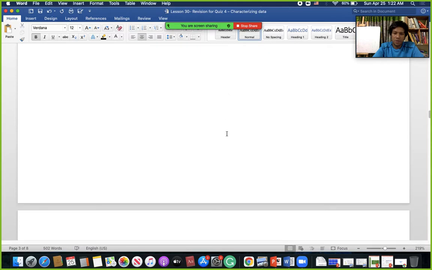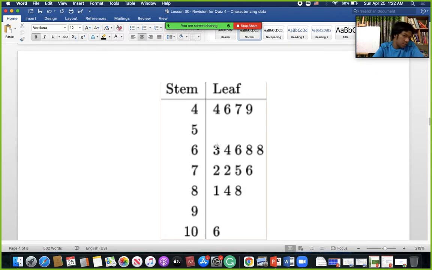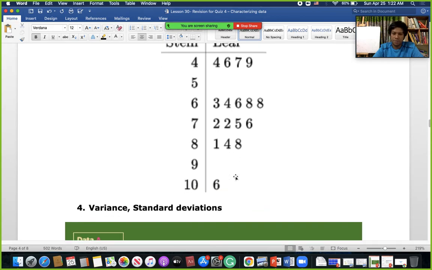Stem and leaf, extract the data. So you have these numbers, you have to find out the data. So what are the data? You have 4, 5, 6, 7, 8, 9, and 10. You have these numbers 44, 46, 47, 49. For 5, there is no number, so you do not have to write it. Then 63, 64, 66, like this. They are the data. So this is the stem, and these are the next numbers, like that.